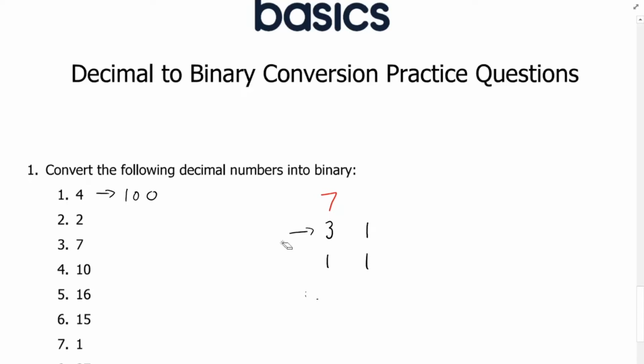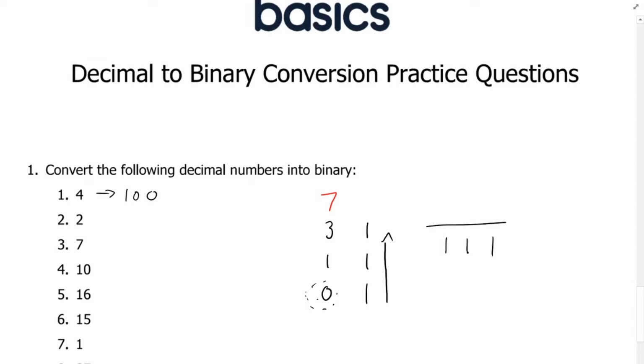And again do the same, but this time on the result we just wrote down. So 1 divided by 2 is 0, remainder 1. And as we've got a 0 as our result, we know we're finished. So now we just write down the remainders starting from the bottom. So that's 1, 1, 1. So 7 in decimal is 1, 1, 1 in binary.